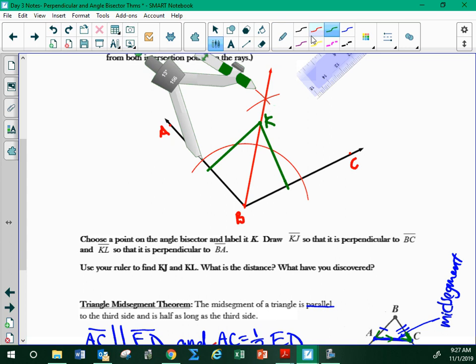Now make sure you follow the directions. It says draw KJ, so it's perpendicular to BC, so let's label this guy J. We're going to put in that it's perpendicular. And KL, so it's perpendicular to BA. According to our theorem, if we measure KJ and KL, the distances should be the same. Again, keep in mind, we do have human error, so you're going to be slightly off.